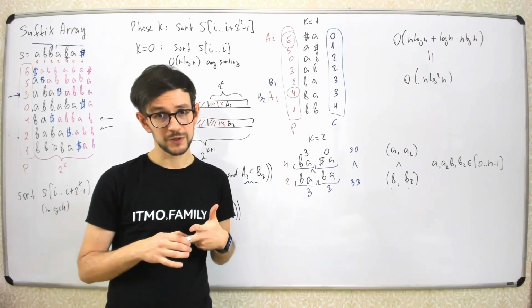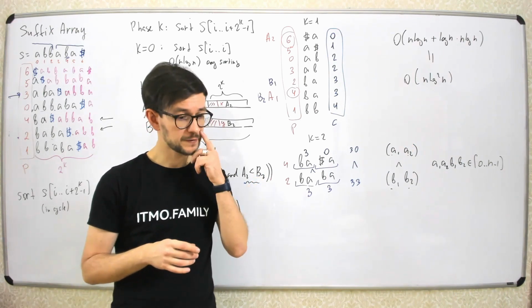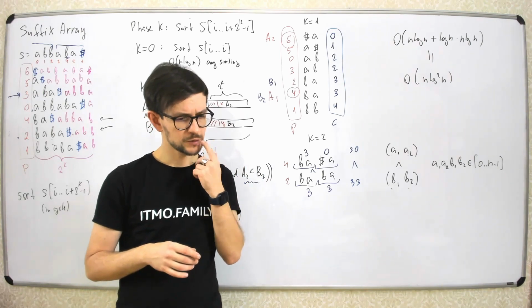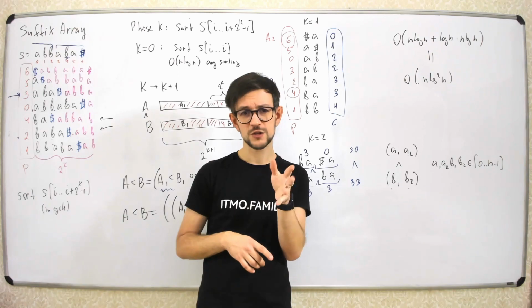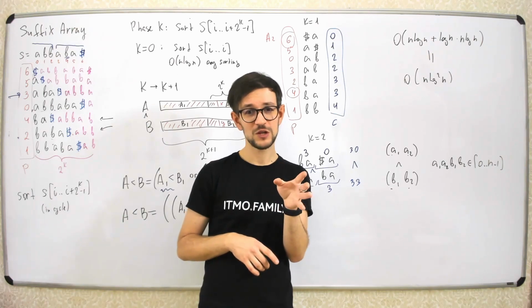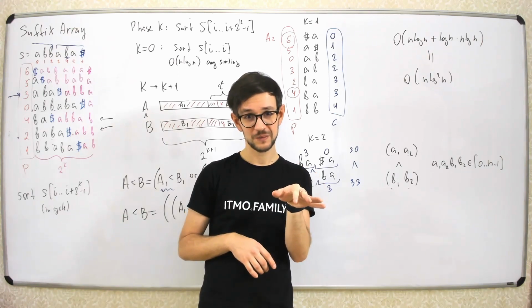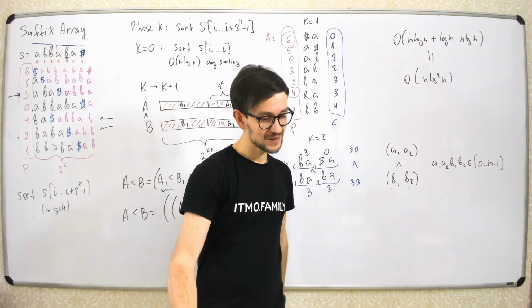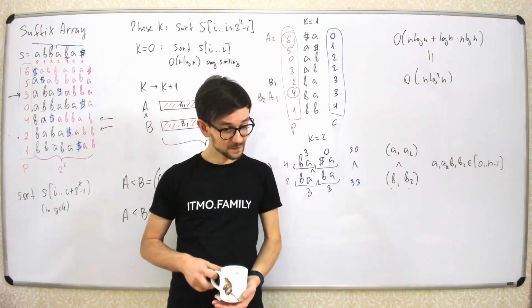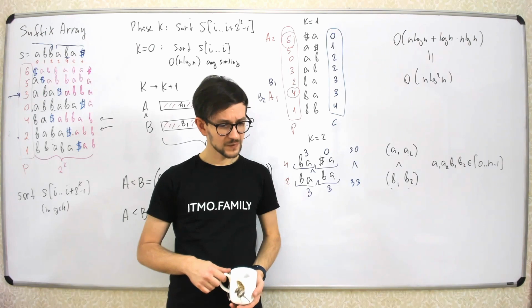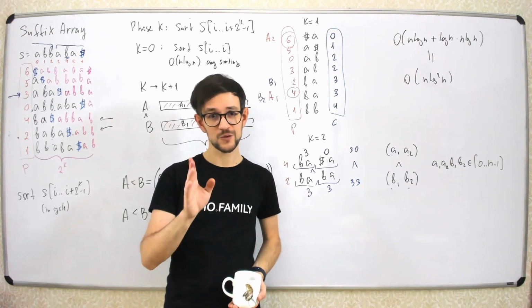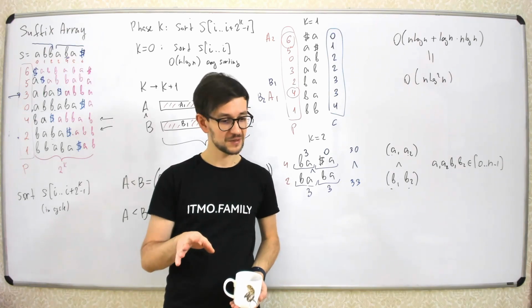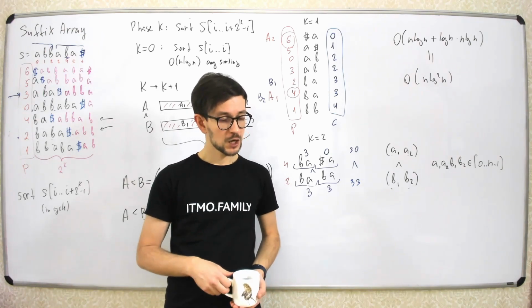Yes, if the size of the alphabet is up to n, then you can do it in linear time. But you kind of need a sorted alphabet, so you need to be able to sort the letters. If instead of letters you have integers from 1 to n, then you can do it in linear time. Let's say it like this.